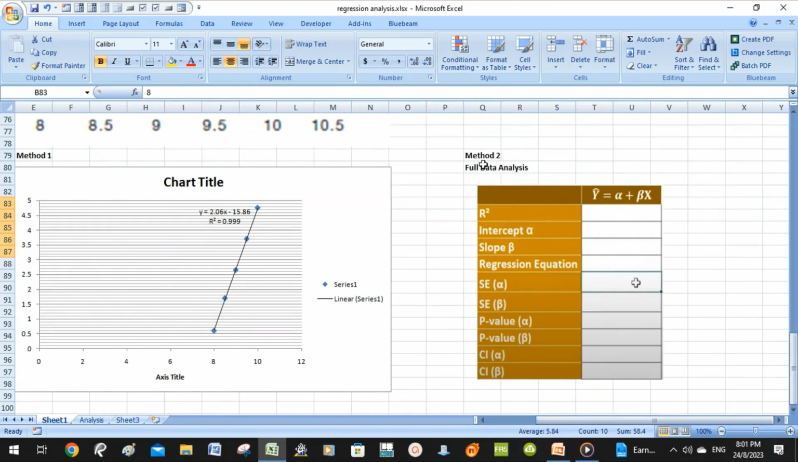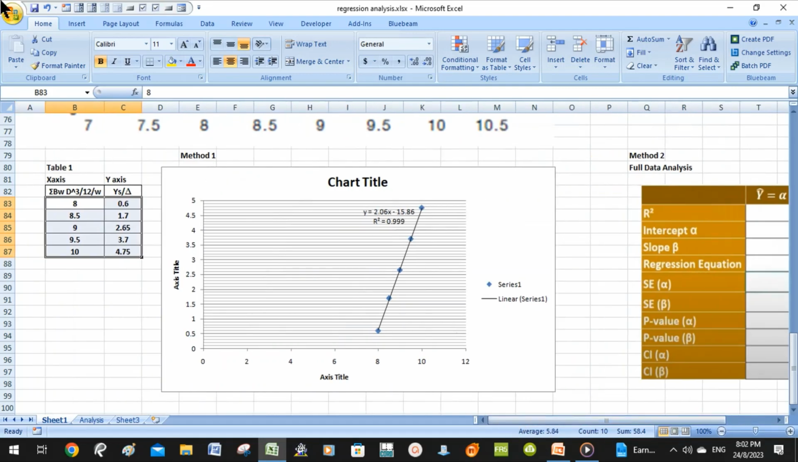Alright, you can see in this little diagram y bar is equal to alpha plus beta times x, and that's the linear regression equation. R-squared again is the coefficient of determination. The intercept alpha, the slope beta, the regression equation, all of that, Excel will determine for us. Now in the second method, you can also determine the standard error of alpha and beta, the p-value for alpha and beta for hypothesis testing, and the confidence interval of alpha and beta. So there's more information in this. Okay, so how do we do that?